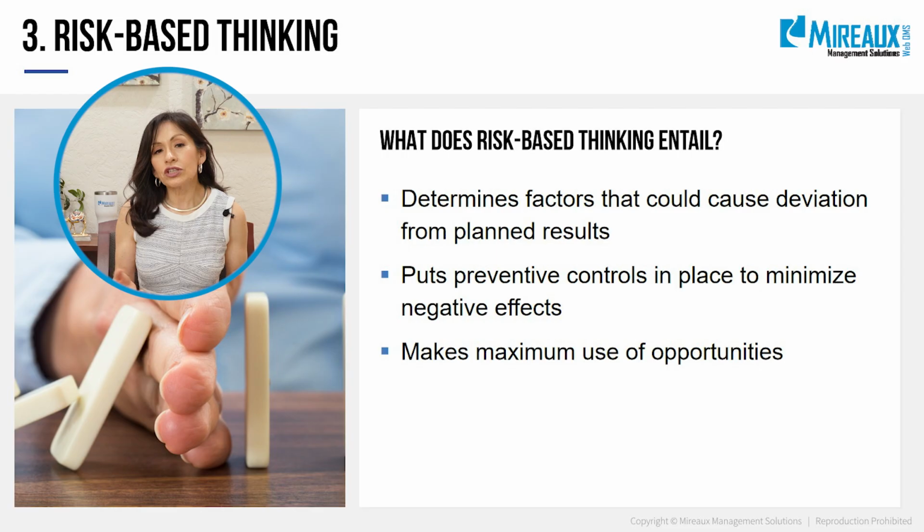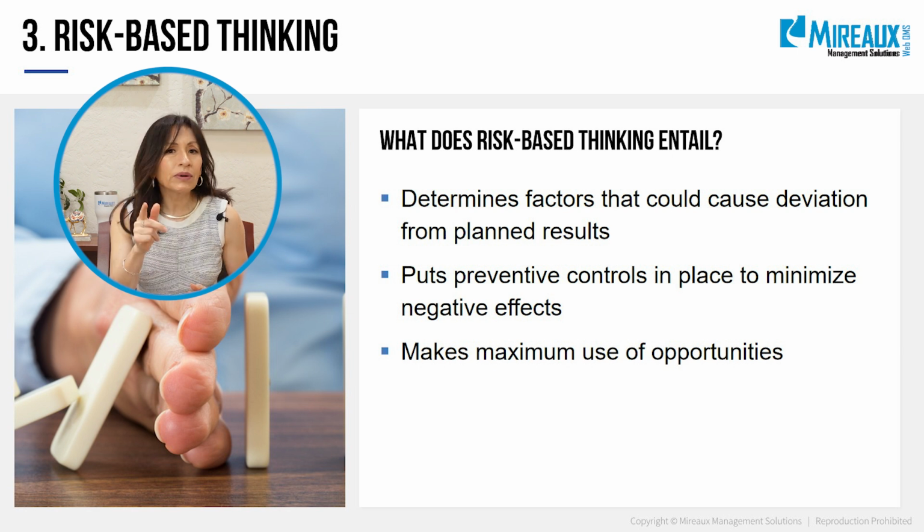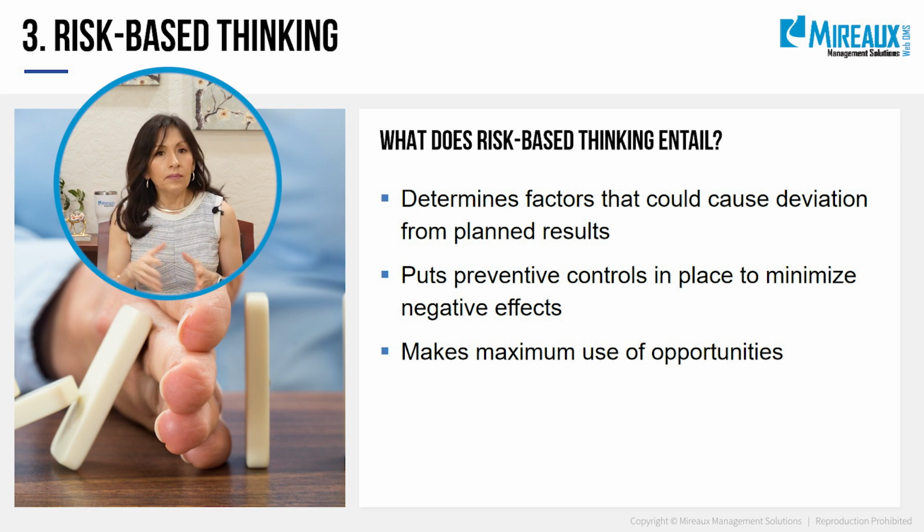The third key concept is risk-based thinking. What is this all about? It simply means an organization proactively thinks about what could go wrong. What factors could cause its processes and its management system to not achieve the planned results, to deviate? It is about anticipating the oops moments.